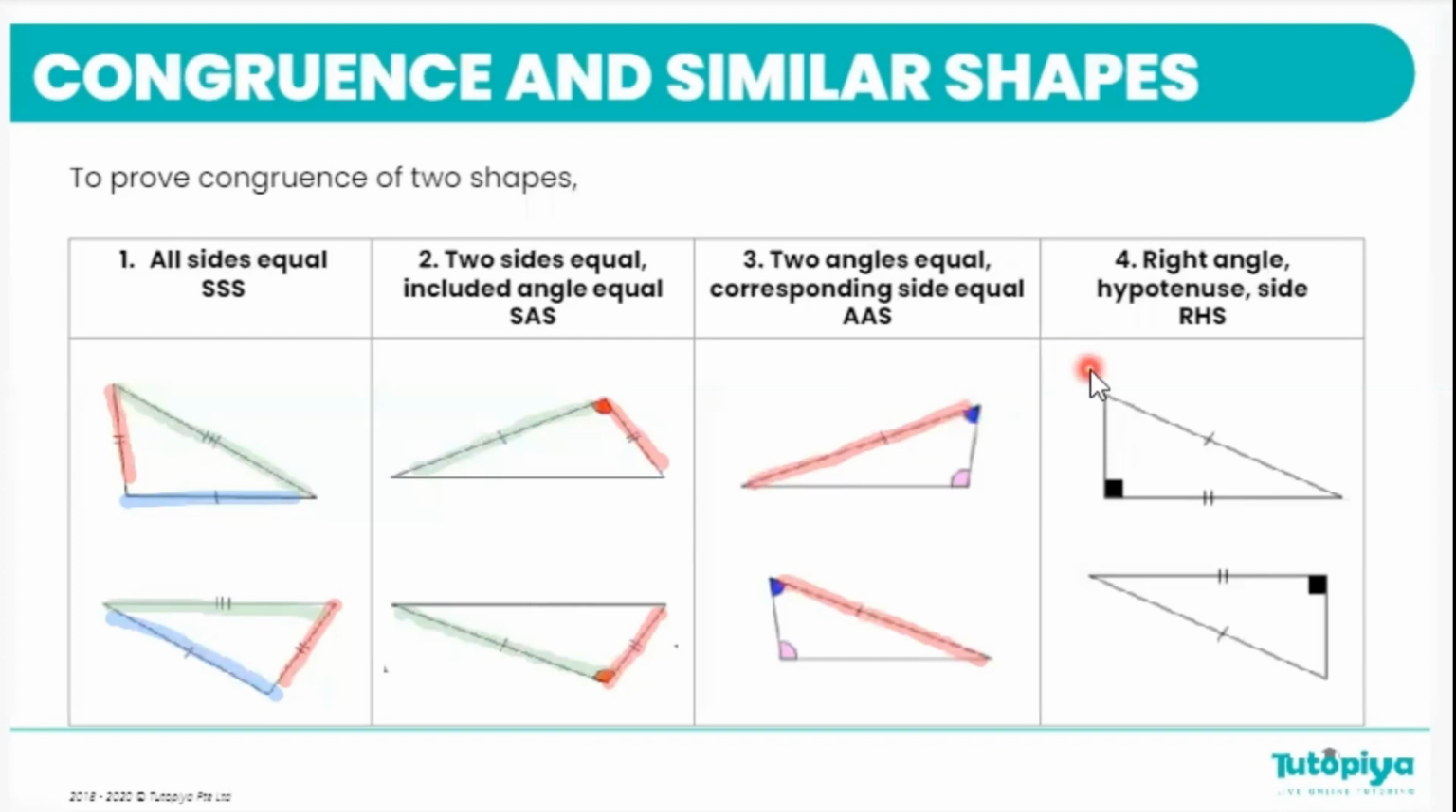And then our final case that we can use to show congruency in triangles is RHS. What this stands for is right angle, hypotenuse, and side. This is a case that we can use specifically for right angle triangles. Right angle triangles are triangles that have one 90-degree angle in them. And the hypotenuse in our right angle triangle is the side that's right opposite this right angle.